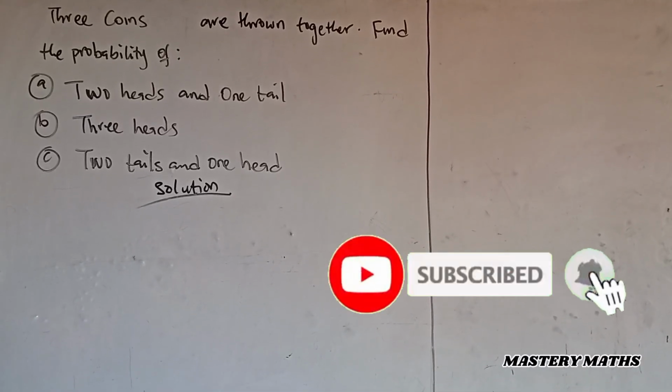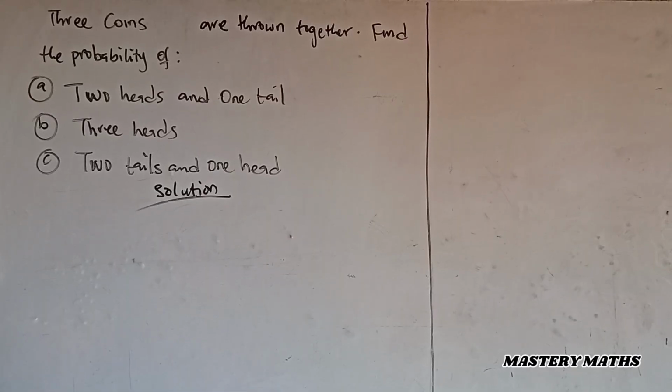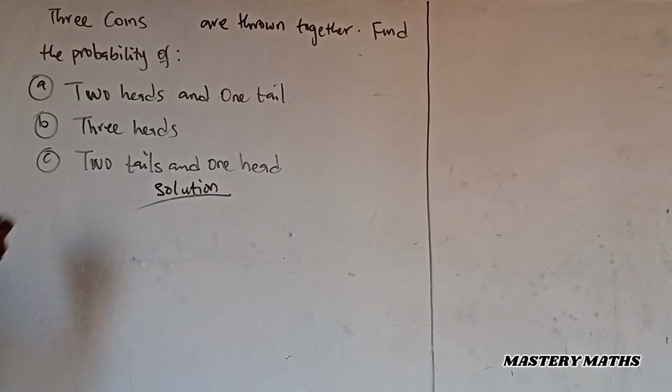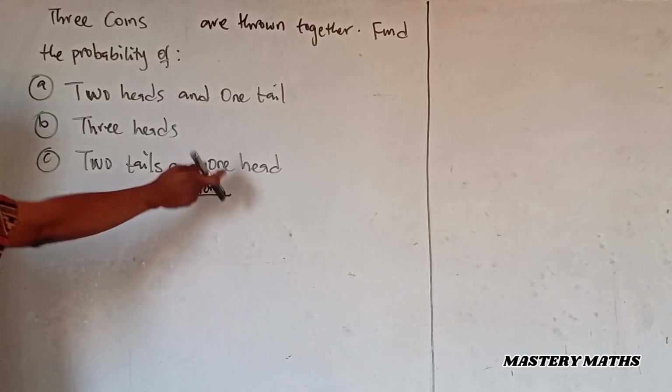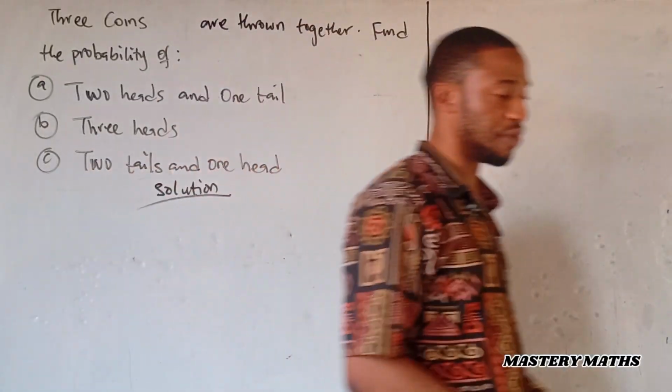On the board, you have 3 coins are thrown together. Find the probability of A, 2 heads and 1 tail, B, 3 heads, C, 2 tails and 1 head. These probabilities on the board are most of the probabilities that students find very confusing.